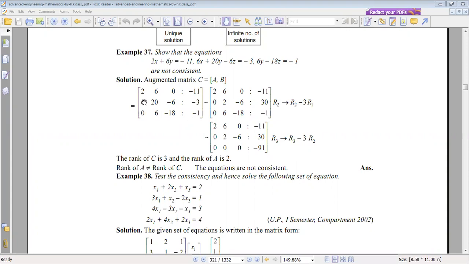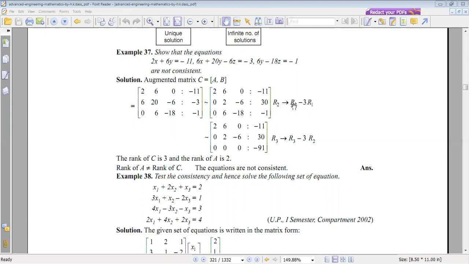Now we have to make this augmented matrix into triangular form. We have to transform this matrix into triangular form. We can easily make this element equal to 0 by using this one, because 6 minus 2 into 3 is equal to 0. So R2 goes to R2 minus 3 R1.